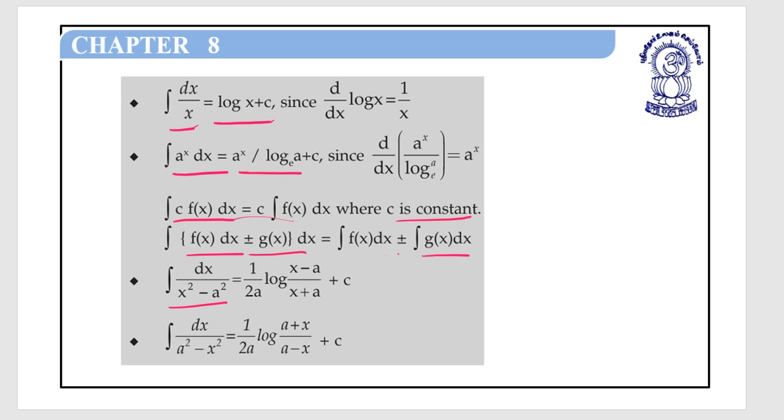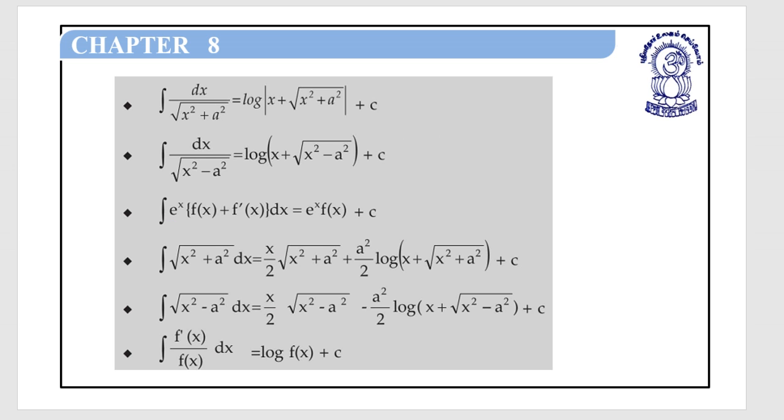Integration of dx upon x square minus a square, standard formula: 1 upon 2a log (x minus a) upon (x plus a) plus c. Integration of dx upon a square minus x square is equal to 1 upon 2a log (a plus x) upon (a minus x) plus c. Integration of dx upon under root x square plus a square is equal to log mod x plus under root x square plus a square plus c. Integration of dx upon under root x square minus a square is equal to log in the bracket x plus under root x square minus a square plus c.